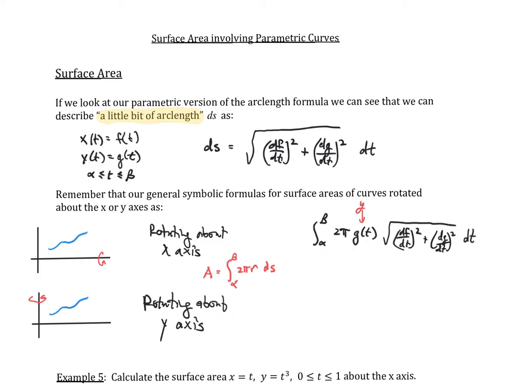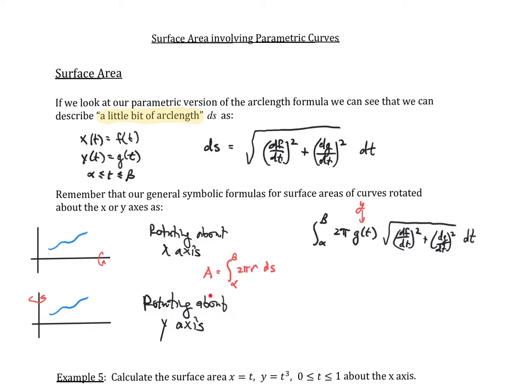Okay. So one of the things I like, actually, as a quick aside, is how this ds looks like a Pythagorean theorem involving first derivatives. I think that's kind of cool. Okay, let's go back to our other case.